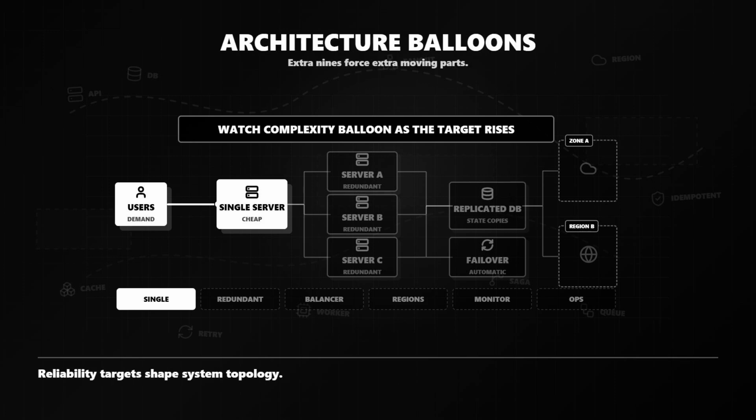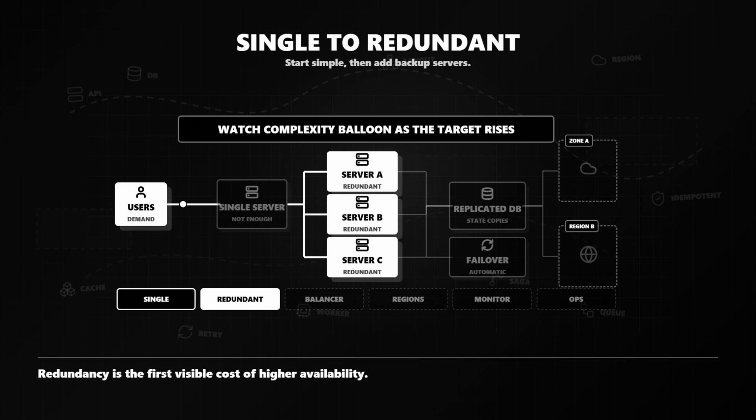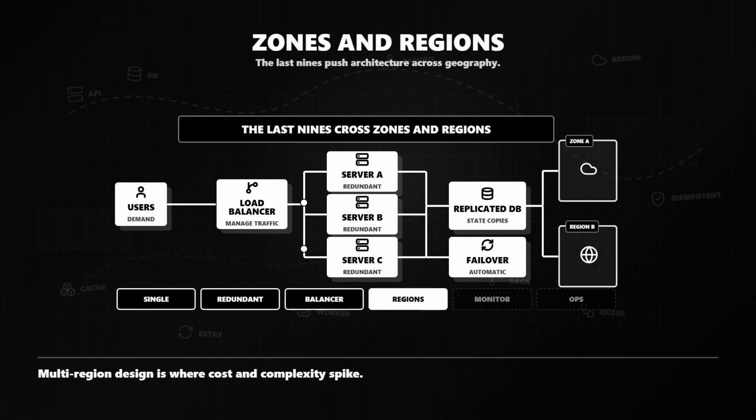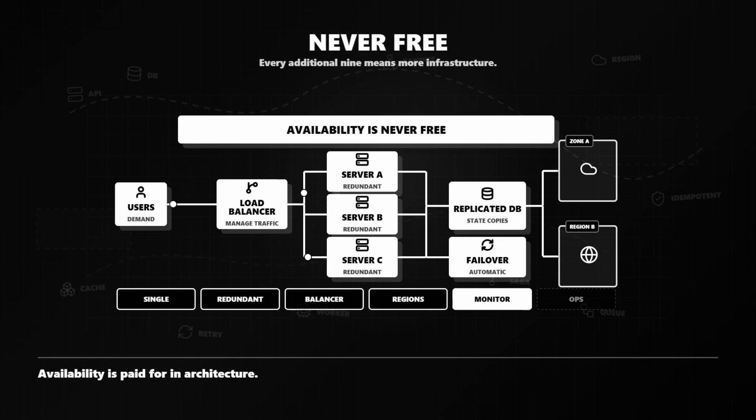Just to chase those extra 9s, let's watch how our FoodDash architecture has to balloon in complexity. We always start out with a single server, right? It's simple, it's cheap, but to bump up that availability, boom, we have to stack on redundant servers. Then we need load balancers to manage them, then replicated databases, then these super complex automatic failover systems. Eventually, to get those last few 9s, we're literally forced to deploy across multiple availability zones and completely different geographic regions around the world. The absolute crucial takeaway here is that availability is never ever free.